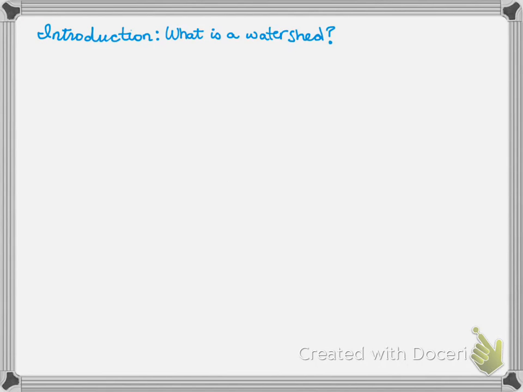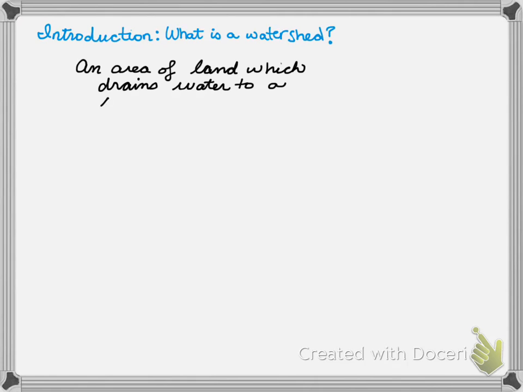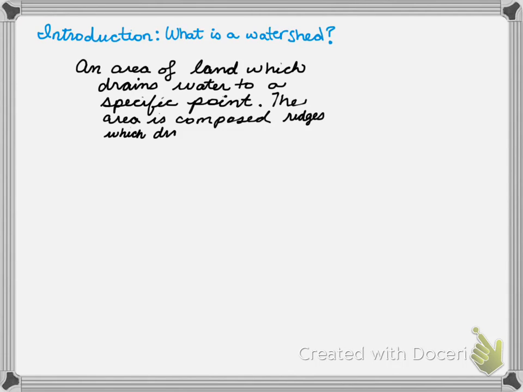So, introduction. So what is a watershed? By definition, it's an area of land bounded by ridges and valleys, which drain water towards a point. This point is referred to as an outlet. Another way to think of it is an area of land which drains water to a specific point, which is the outlet. The area is composed of ridges which drain towards valleys.